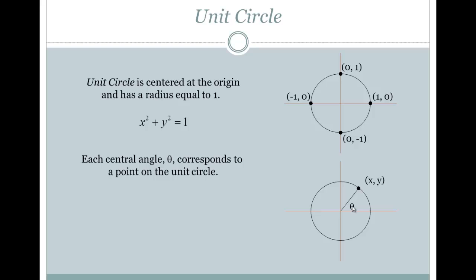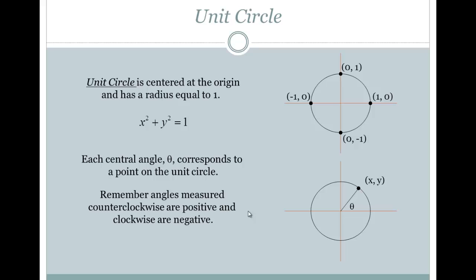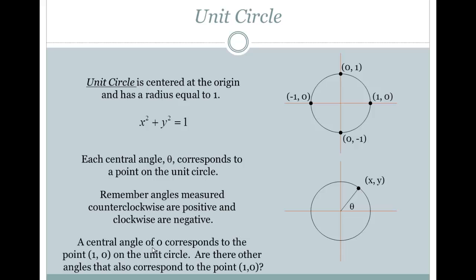Remember that we're measuring positive angles going off the x-axis, and that's going to be counterclockwise. Okay, so let's make sure that we understand that. If I'm going clockwise, they're going to be negative. But I can choose an angle and I can get a corresponding point on that circle. Okay, so a central angle of 0 corresponds to the point (1, 0). Well, that's right there.